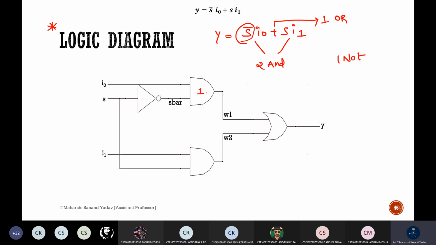For the first AND gate, inputs are S bar and I naught. S, after passing through the NOT gate, becomes S bar, applied to the AND gate, and another input is I naught. Next, S I1: one input is S, which I'm taking from here, and applying the external input I1. So S into I1 will be the output. Here it will be S bar I naught. Finally add them by means of an OR gate. This will be the final logic diagram.